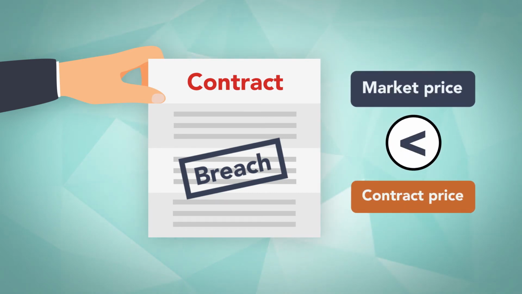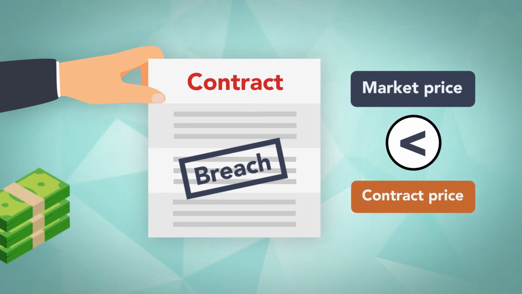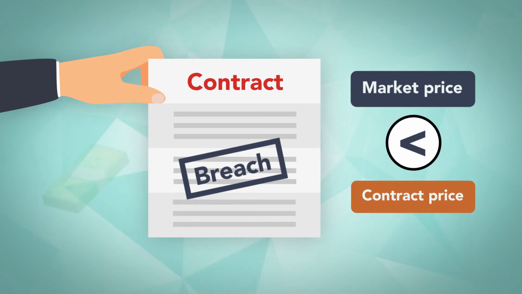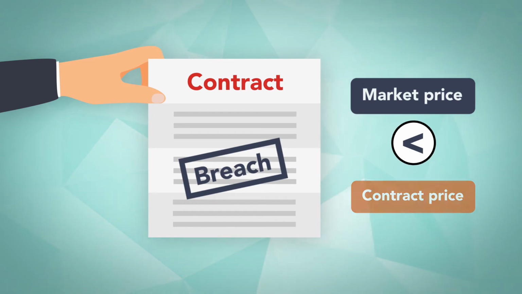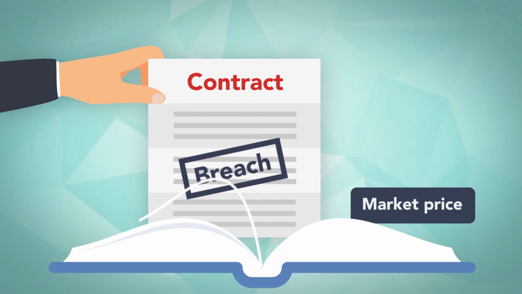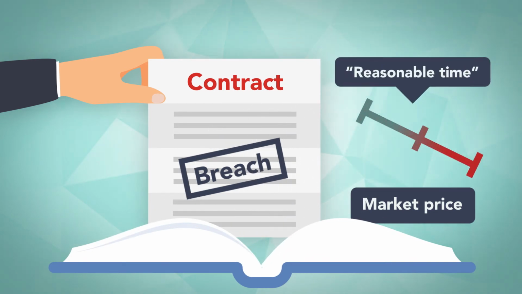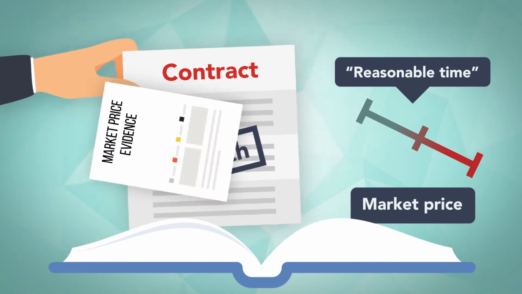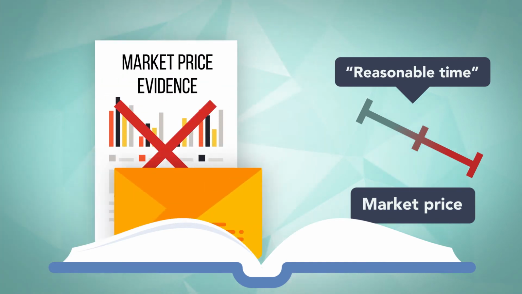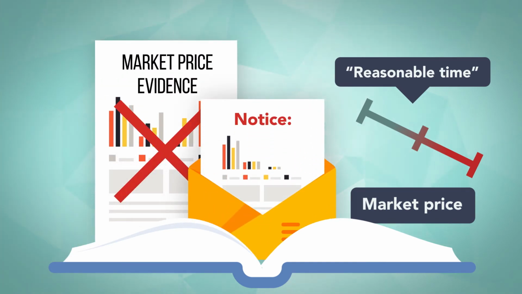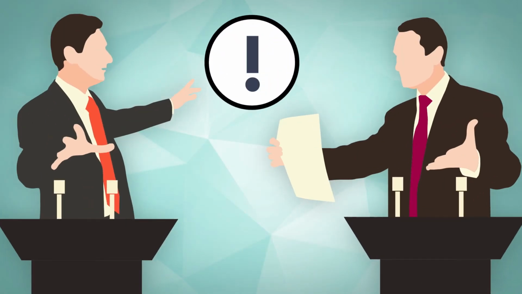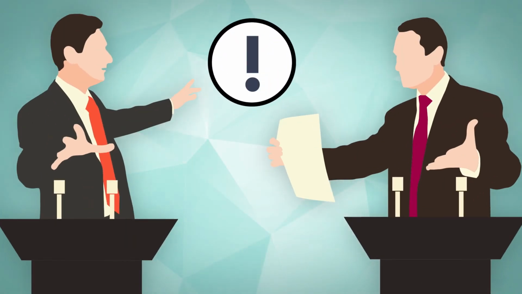If the market price is less than the contract price, then the seller can show a loss and can recover under this provision for damages. The code provides a more flexible alternative approach in allowing the measurement of market damages to take place at a reasonable time. The code disallows the admission of market price evidence without proper notice to an adverse party at trial in order to prevent unfair surprise.